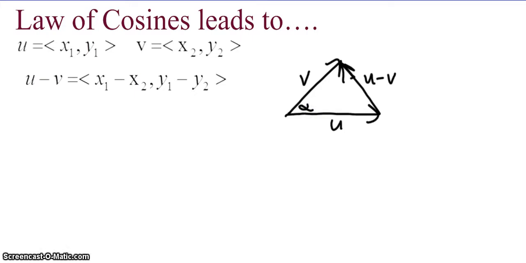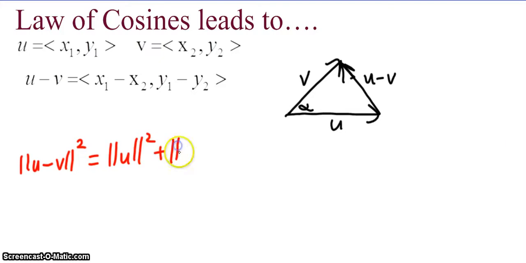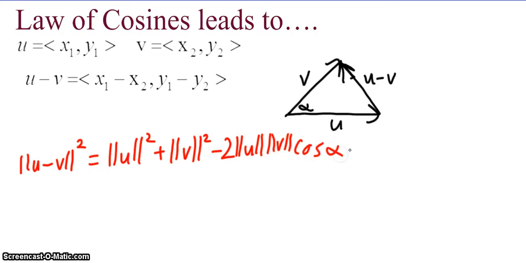And so now, from the law of cosines, I know that the magnitude of u minus v squared equals the magnitude of u squared plus the magnitude of v squared minus 2 times the magnitude of u times the magnitude of v times the cosine of alpha. So that's my law of cosines.